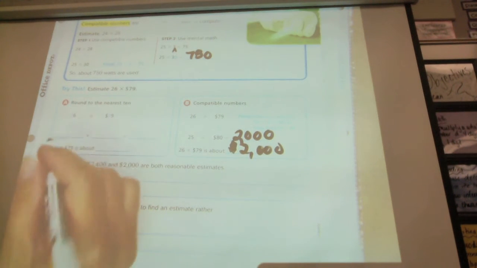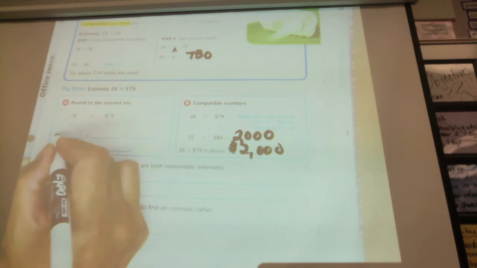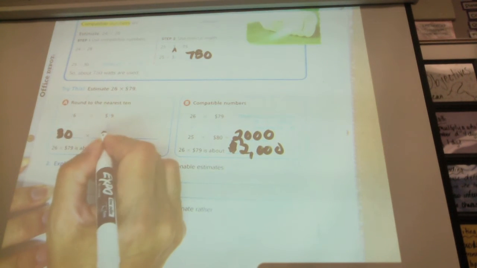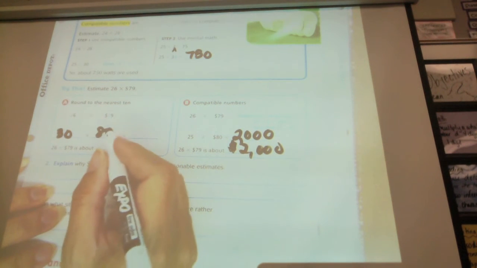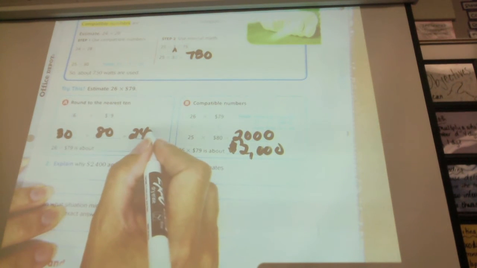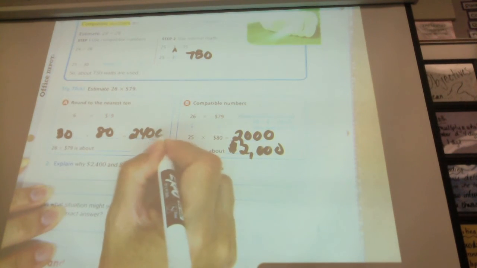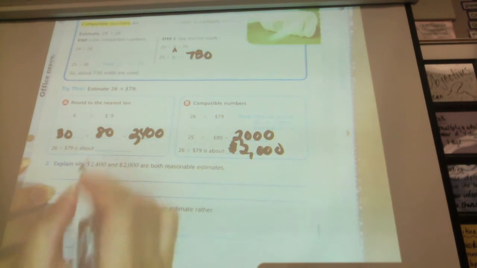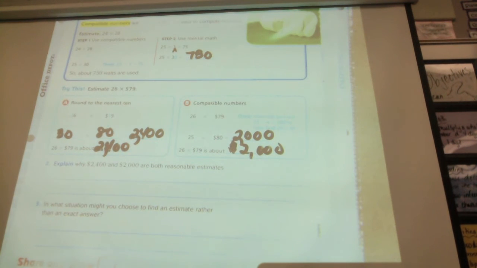Okay, this one was rounding to the nearest 10. 26 rounds to what number? 30. And 79 rounds to? 80. So 3 times 8 is? 24. 24 times the 10 here is? 240 times the 10 that's from here is? 2,400. 24 hundreds. Okay. Explain why 2,400 and 2,000 are both reasonable estimates.